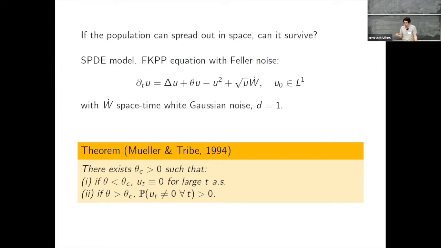And so the theorem, this is quite old, it goes back to a work of Mueller and Tribe. They prove that there's a phase transition for this SPDE. They viewed it as arising as a scaling limit from a voter model, but clearly it serves my purposes here as well. And so for theta sufficiently large, if we have a large enough carrying capacity, the solutions will survive indefinitely with positive probability. And if it's too small, then they will go extinct in finite time, almost surely.